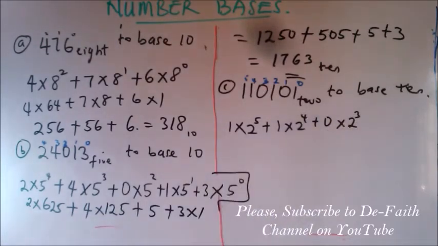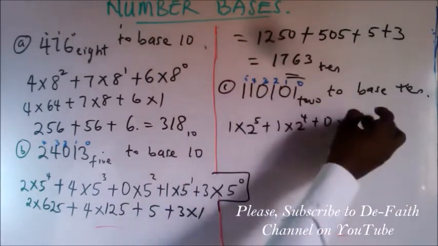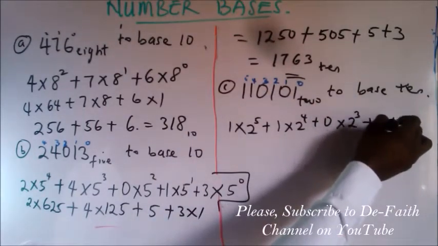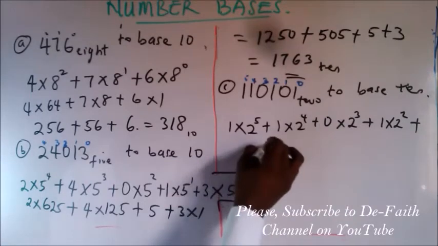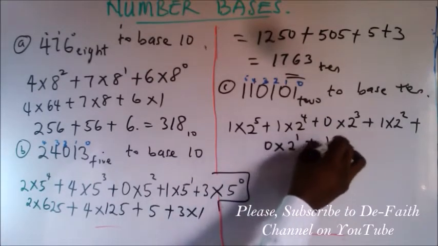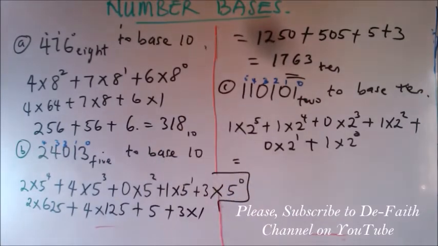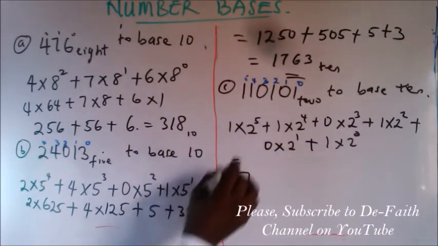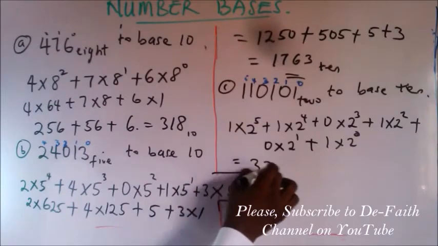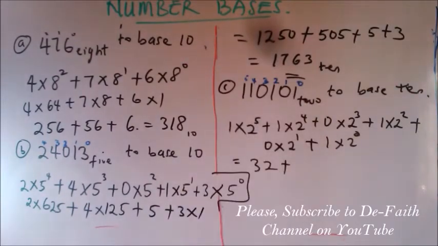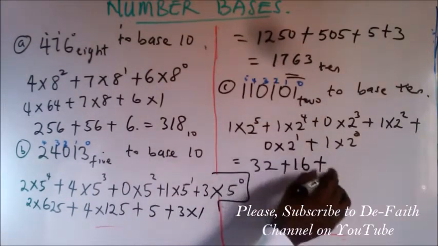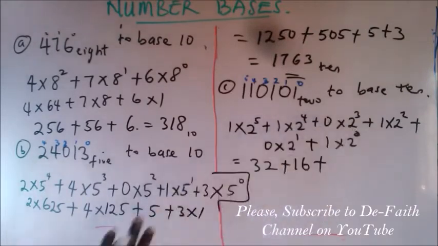You may not bother writing it since it is 0. It's going to give you 0 at the end of the day. Plus 1 times 2 raised to power 2 plus 0 times 2 raised to power 1 plus 1 times 2 raised to power 0. So 2 raised to power 5, that gives 32. 32 times 1, which is 32. 2 raised to power 4, that gives 16. 16 times 1 is 16. 2 raised to power 3, and then 0 is out.